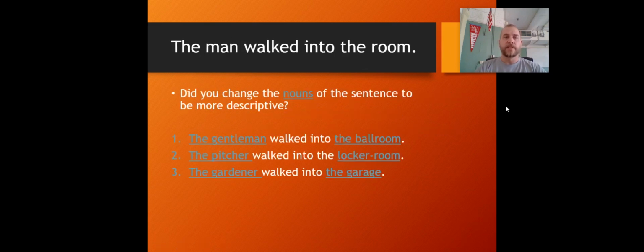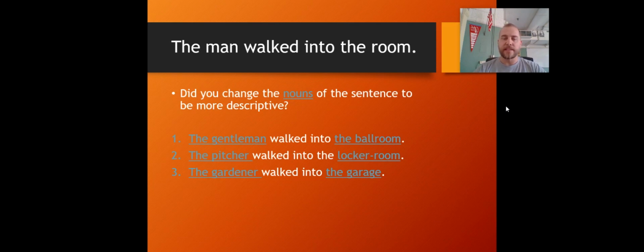First, did you change the nouns of the sentence to be more descriptive? So the man could have been changed to the gentleman, or the pitcher, or the gardener. The room could have been changed to the ballroom, locker room, or garage. So the gentleman walked into the ballroom, the pitcher walked into the locker room, the gardener walked into the garage.